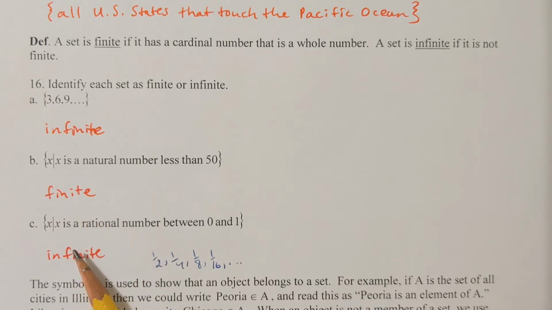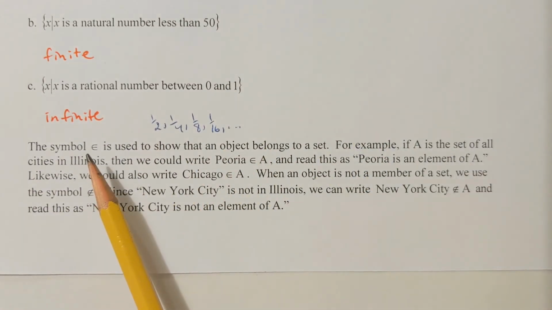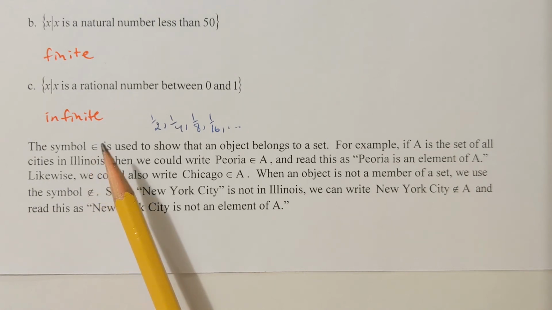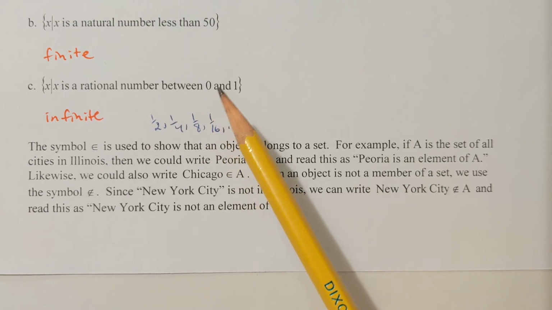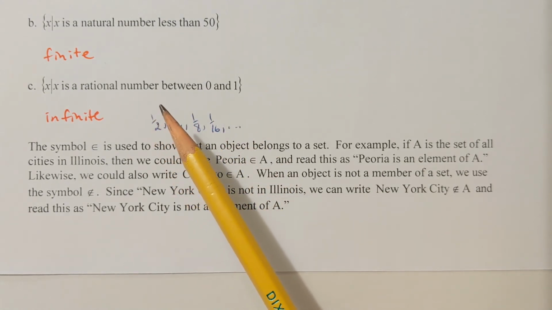Part C, the set of all x such that x is a rational number between 0 and 1. Okay, that would be infinite. So rational number, now I've got a start point and end point, but the question is, okay, how many fractions are there between 0 and 1?